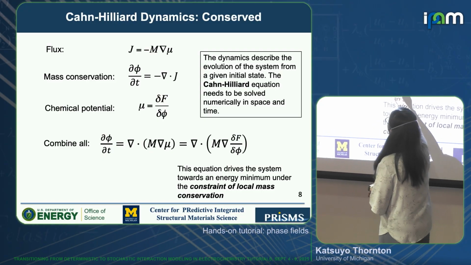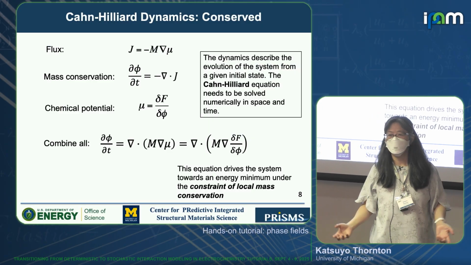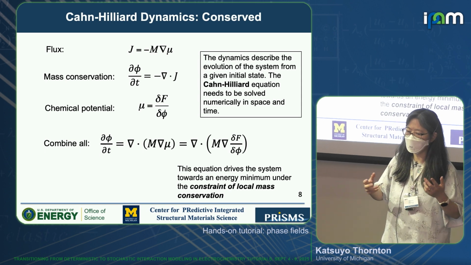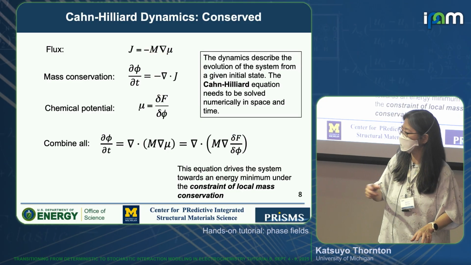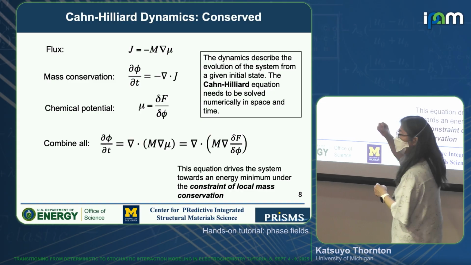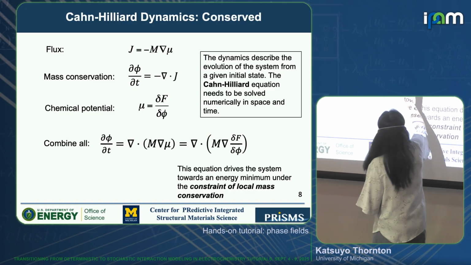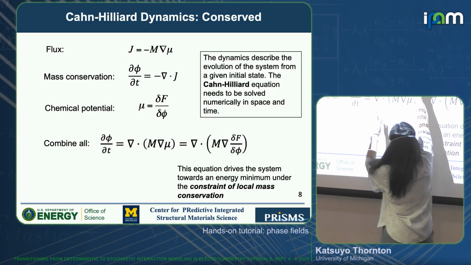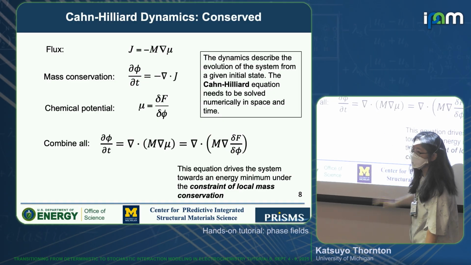And then we also have the mass conservation equation. So if you have the flux, the divergence is going to tell you what goes out minus what comes in. So minus that is going to give you how much is going to contribute to the accumulation. And then I already mentioned the chemical potential looks like this. Combining all that, you end up getting this equation.